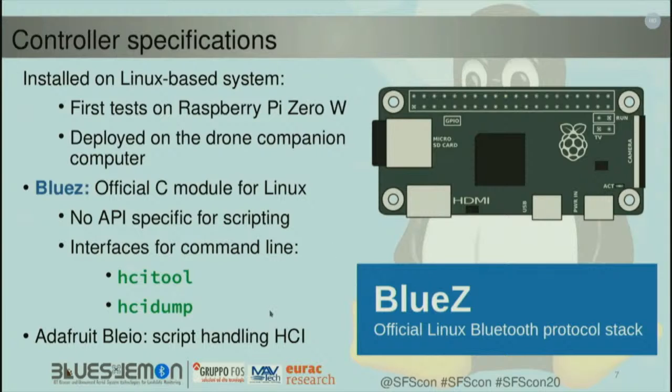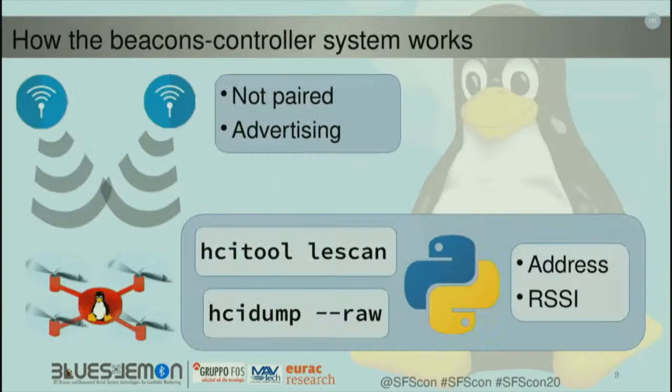During our preliminary analysis, we found the Adafruit BLE library, which uses a Python script to handle the Bluetooth interfaces to get the data. We looked at the code, which is MIT licensed, and we came up with our idea and our code. The beacons are placed not paired, so they are advertising. We put in the drone companion computer a Python script with two simultaneous processes: hcitool lescan, which scans for Bluetooth Low Energy beacon advertising, and hcidump --raw, which reads the raw packets of the scan and extracts the address and RSSI for us.